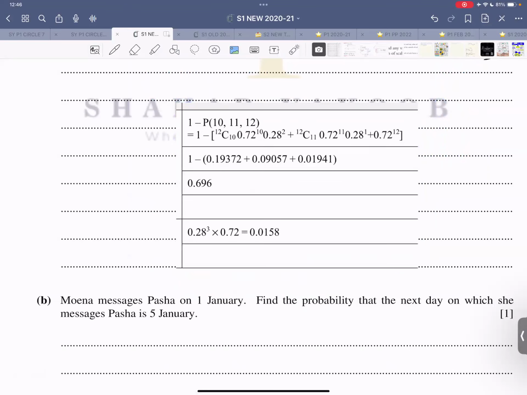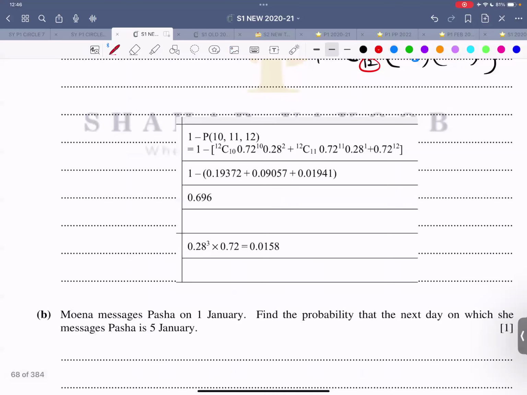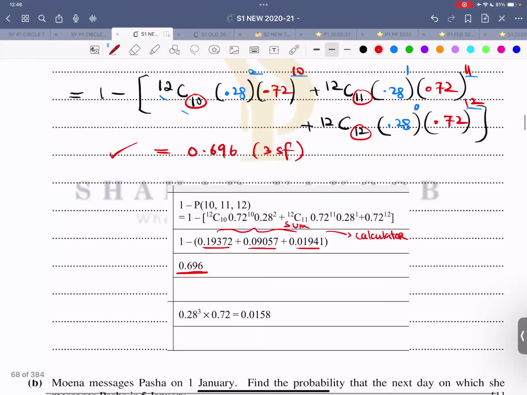So now this thing goes over here. What they have done is that they have shown the working for each individual probability. Even if you don't show the working, you can get the sum from the calculator. Write every step down, get the sum from the calculator, subtract, and this comes out to be, after the subtraction, 0.696, correct to 3 significant figures.